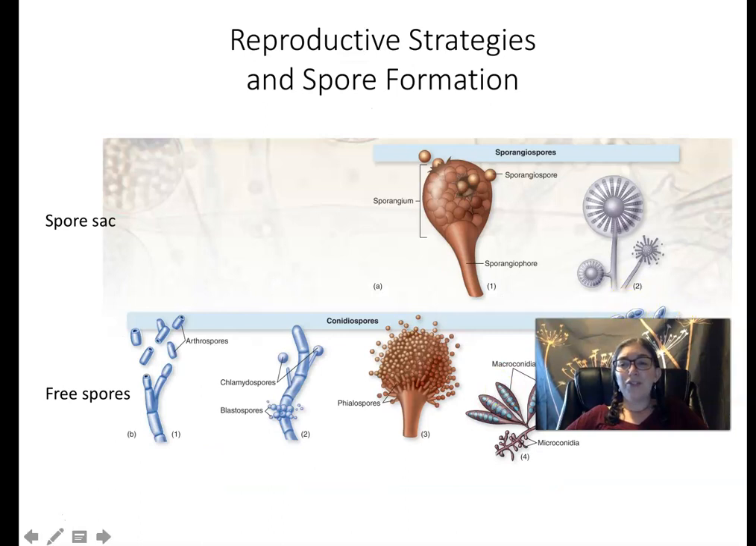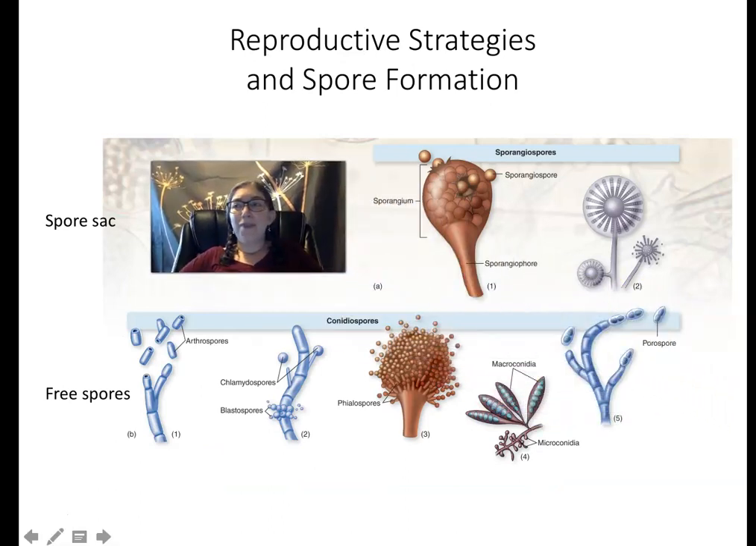This is just a picture showing you some of the different methods of reproduction and spore formation in fungi. You don't need to learn these different types. I'm not going to get that focused into fungal cell biology, but just to show you, some of them form a spore sac that ruptures and releases, and others form free spores that shed off as they mature. They all are different ways of producing spores.